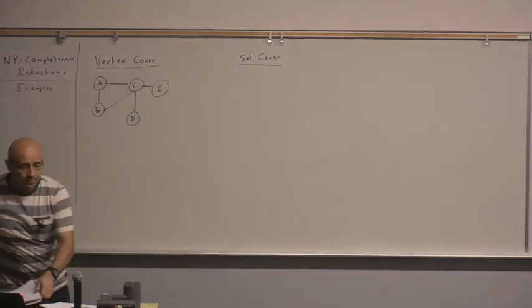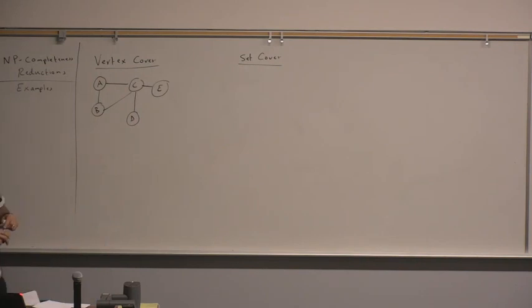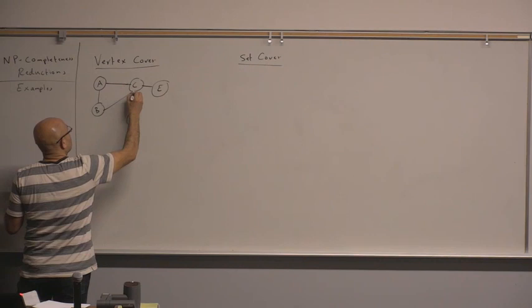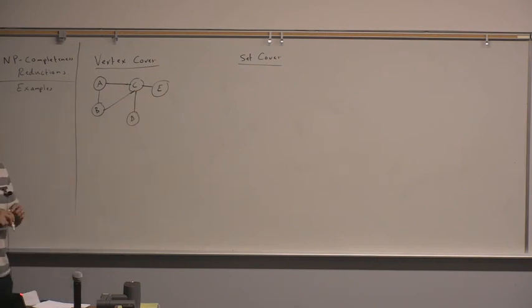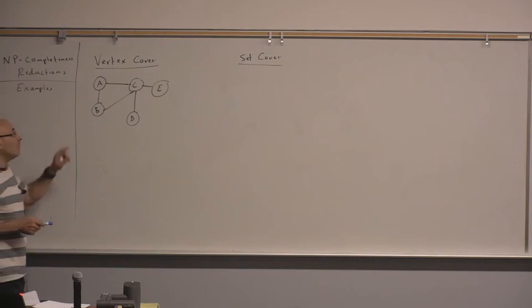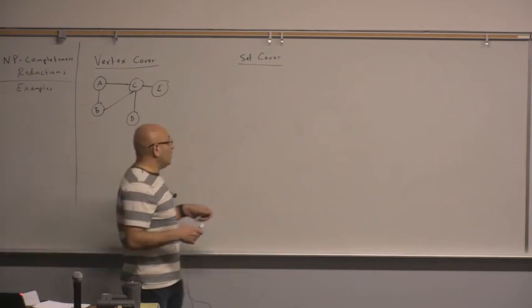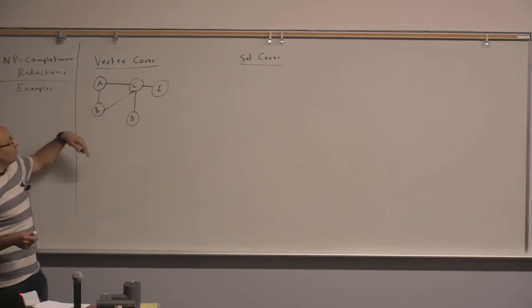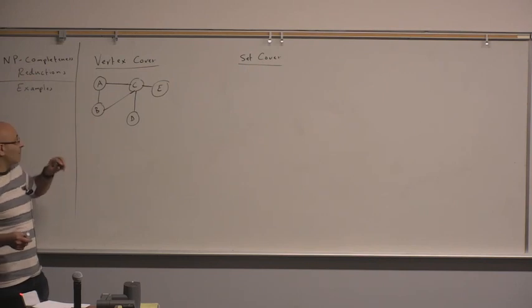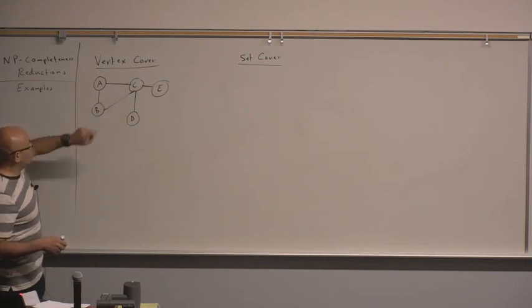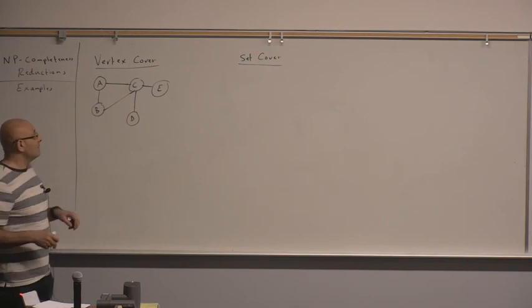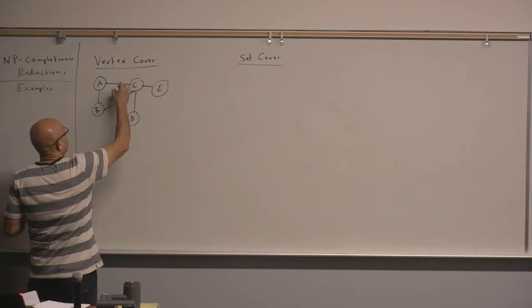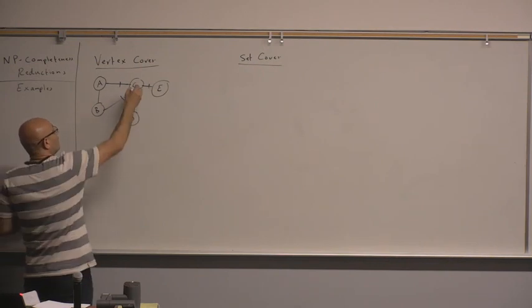So in vertex cover, we are given a graph, an undirected graph, with edges and vertices. And the question is, how can we cover all the edges in the graph using the minimum number of vertices? Clearly you would like to use vertices that have higher degrees, or more edges incident on them. So the vertex with the highest degree here is C. It has 4 edges incident on it, so it can cover 4 edges for us. So we will pick it.